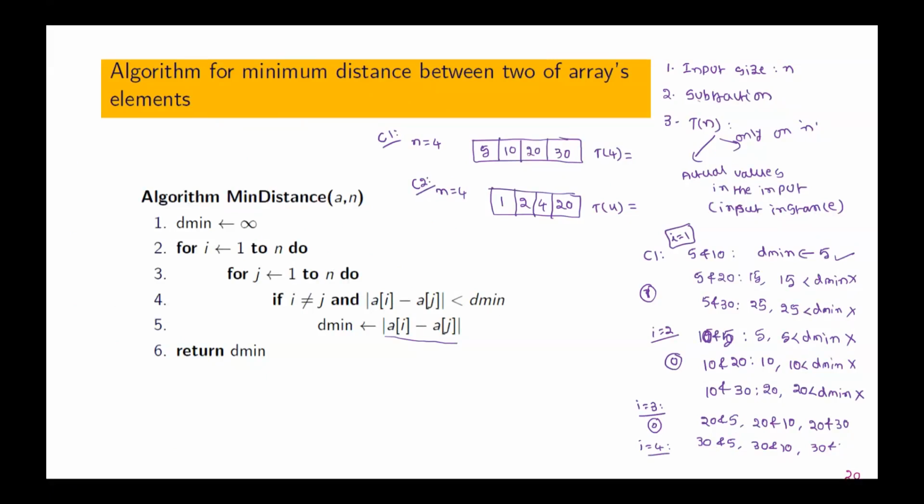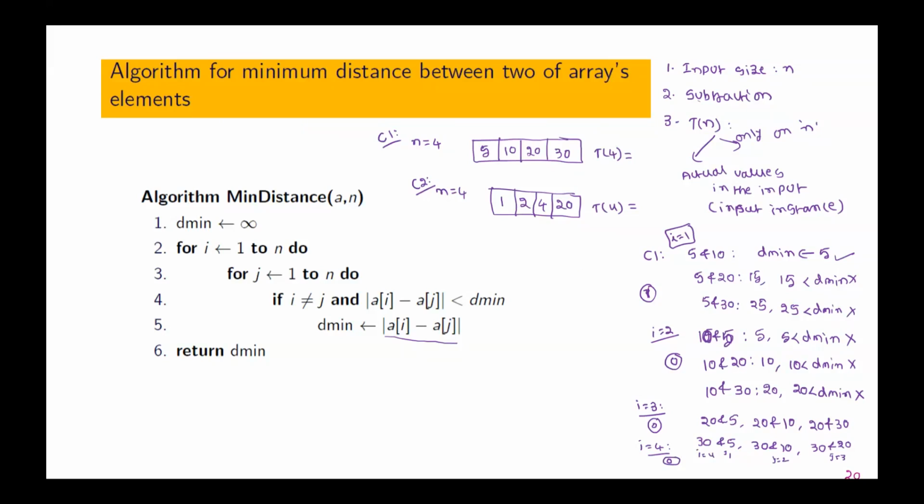Okay. 30 and 5, 30 and 10, 30 and 20. This is the I equals 4 value. This is J equals 1, this is J equals 2 value, this is J equals 3 value. What is J equals 3? It is 20. In all cases it is not performed. So here also it is 0. Total, how many times is this operation performed? Only one time.